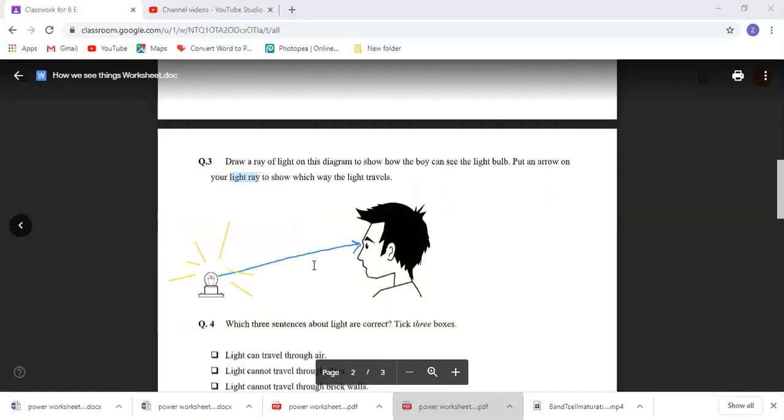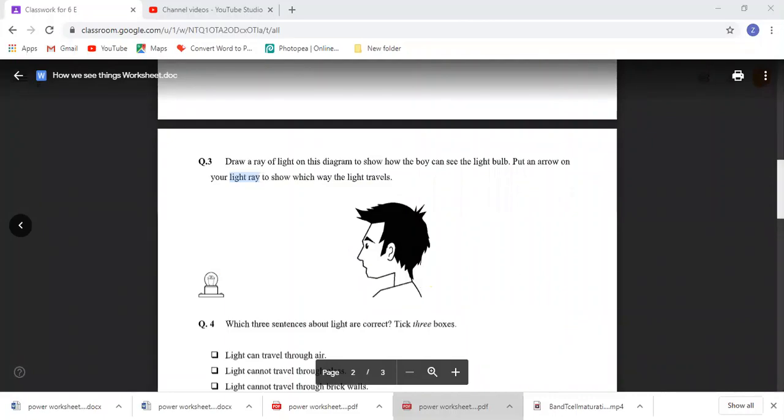So you know that light is directly going to enter the eyes of a human. Okay, now I'm going to clear this. I hope this concept is clear.